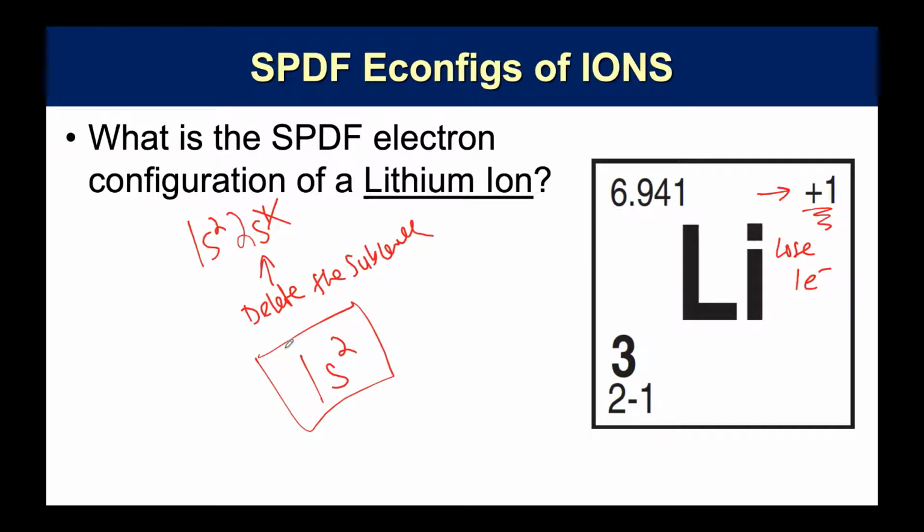So the big takeaway here is when you have negative ions, you are going to add electrons. When you have positive ions, you're going to take them away, and you most likely will have to delete the entire sublevel that was previously there.